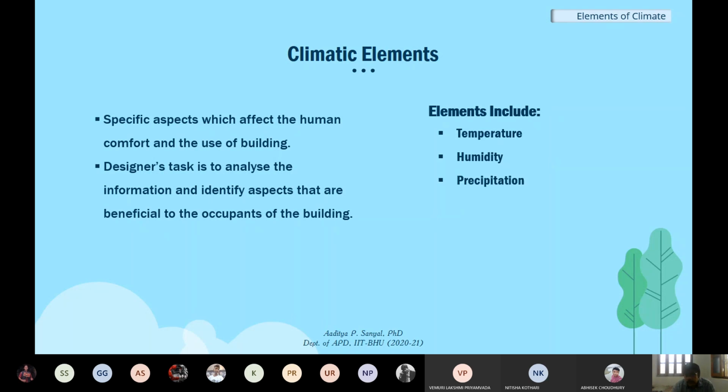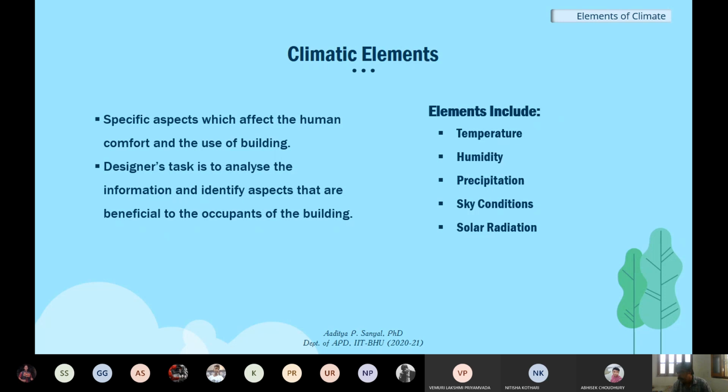You need precipitation, the rainfall. Especially in India, we look at rainfall, and sky conditions. How clear is the sky? Is it cloudy? Is it bright? Is it not bright? The solar radiation.